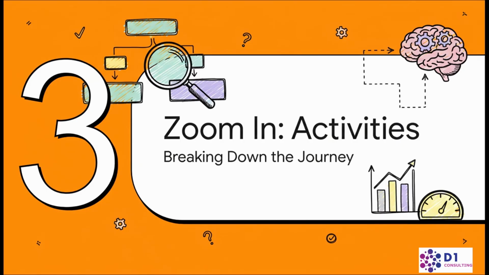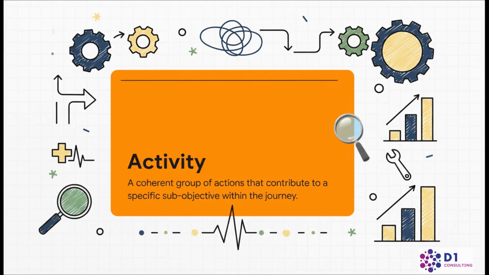All right, let's move one level down the funnel. This is where things start getting really interesting. We're zooming in on the activities. This is all about breaking down that big journey into its main stages or phases. So, what do we mean by an activity? Well, it's just a logical group of actions that go together. I like this analogy. If the journey is the whole book, then an activity is like one of the chapters.